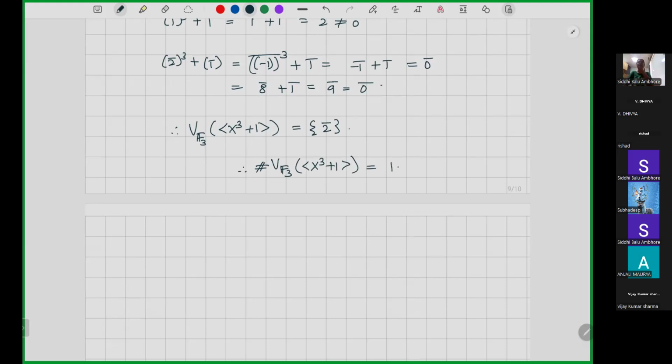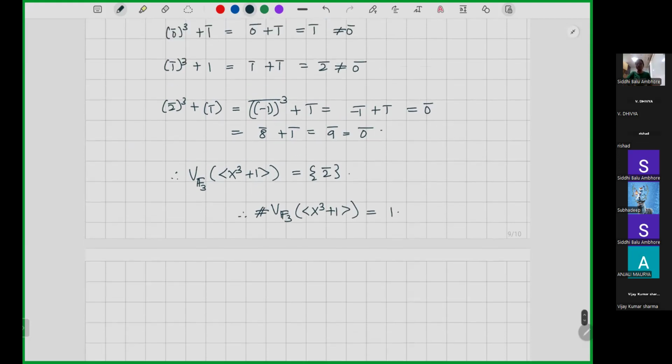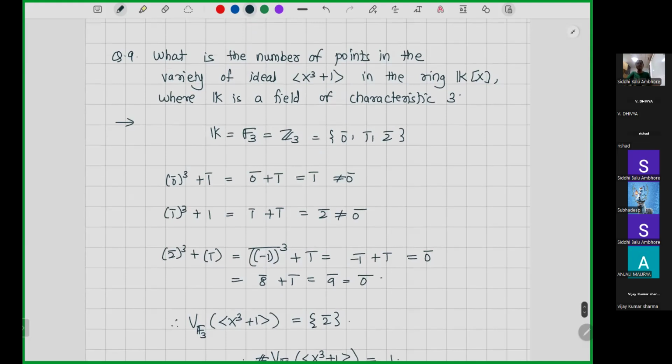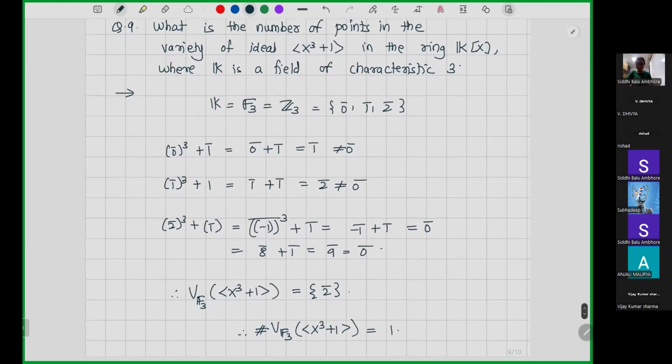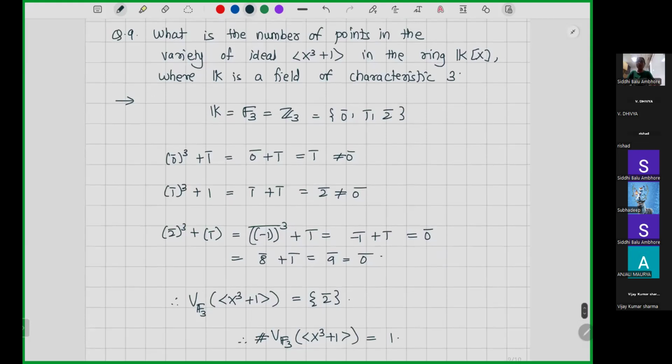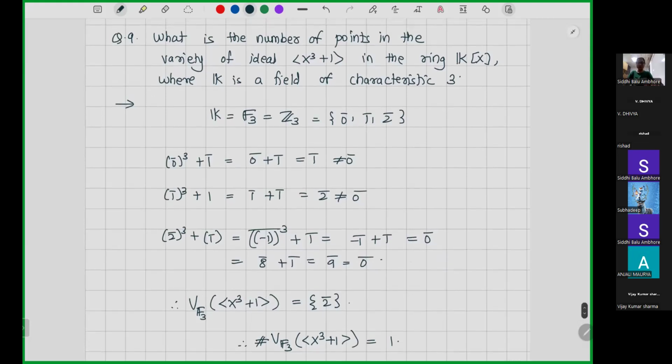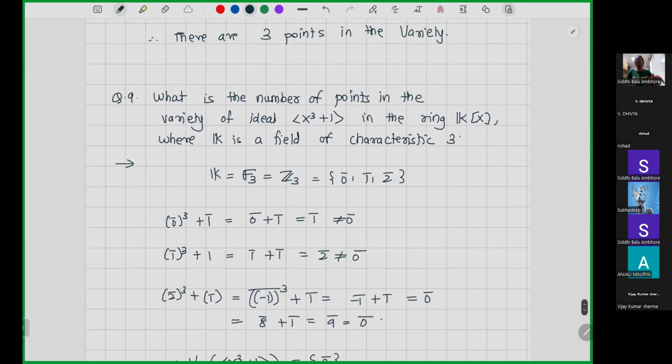Any doubts here? This was easy because we just had to check 3 elements. I don't think you will be having any doubts here. It was quite easy. But apart from that, any doubt in the intersection?